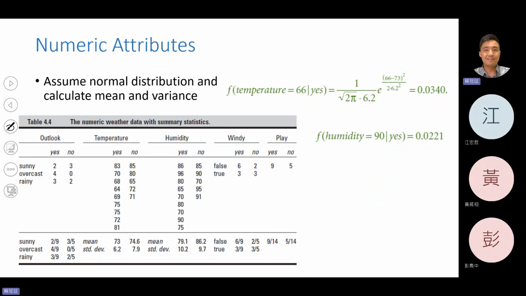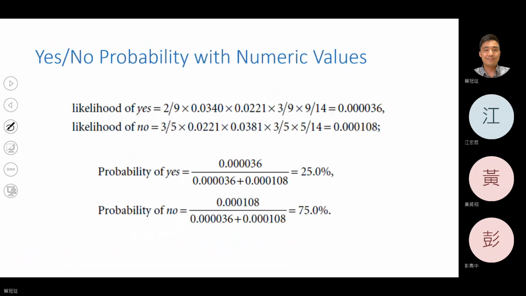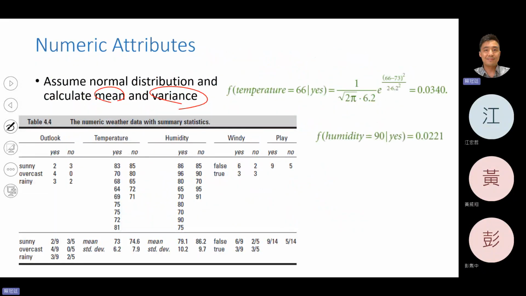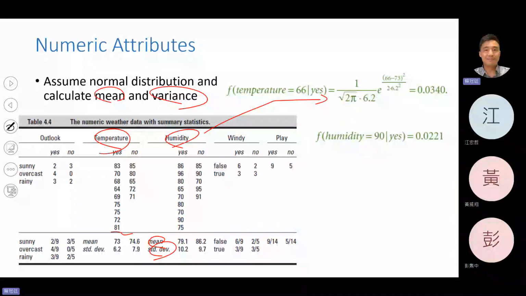But for numerical values, for numbers, we need to assume a normal distribution, and you use the mean and variance to calculate. So here's the mean and variance. Temperatures are numerical, and humidity are numbers too. So those numbers need to use the normal distribution. You calculate the mean and the deviation, and then apply the normal distribution to calculate the result, right?